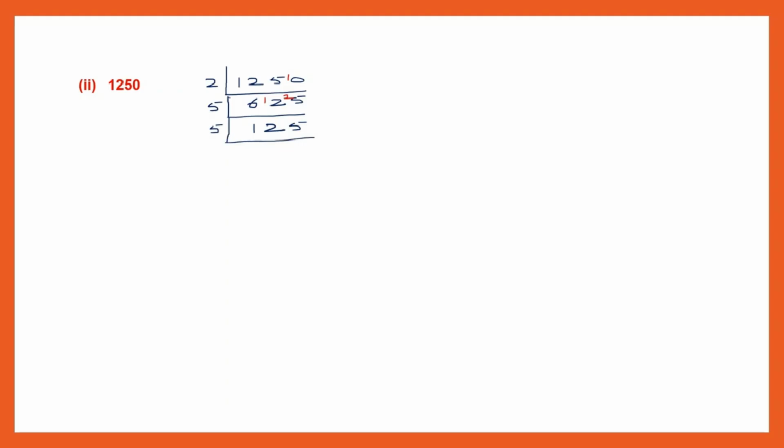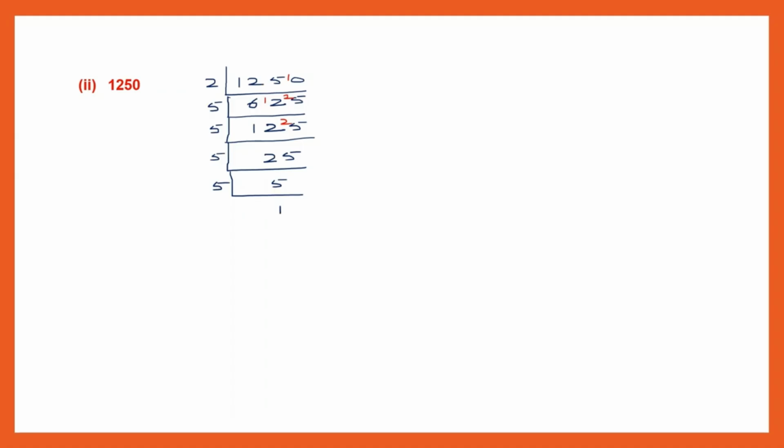Now continue with 5. 1 you can't divide, so you take 12. 5 2s are 10. That's 2 left over, so that becomes 25. 5 5s are 25. Now we have only 25 here. 5 5s are 25. When you continue, 5 1s are 5.